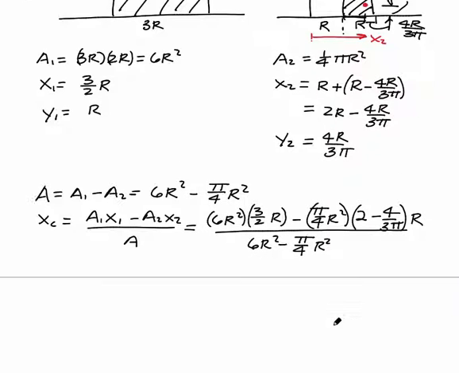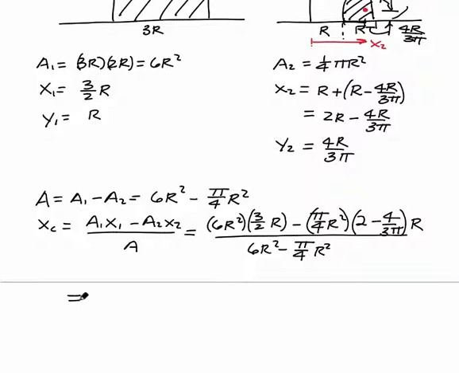And I can simplify that just a little bit, I suppose, and write this where the r squares will cancel out across the board. And so what I end up with is 9 minus pi over 2 times 2 minus 4 over 3 pi, divided by 6 minus pi over 4, all times r.